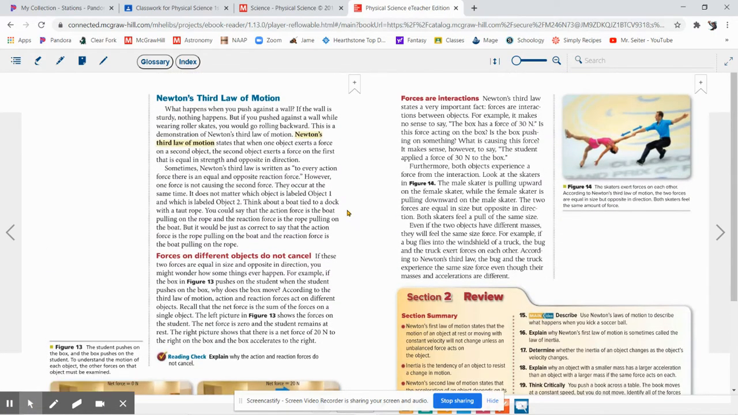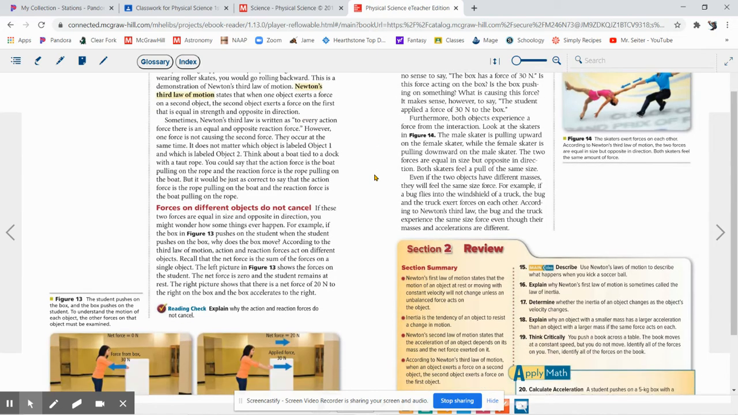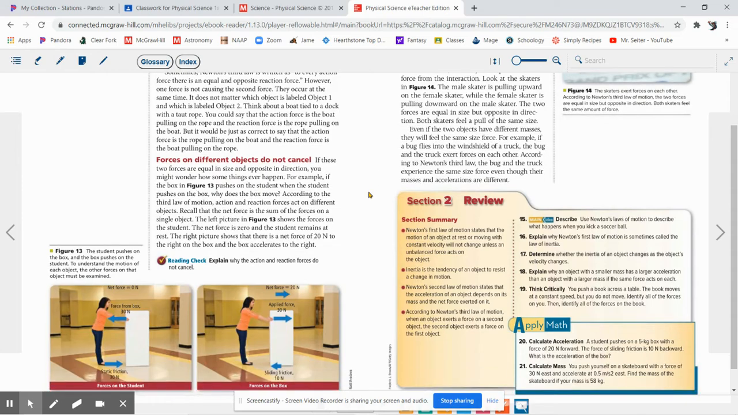All right, so Newton's third law of motion. Newton's third law of motion states that when one object exerts a force on a second object, and this is the key here, force. You've always been told for every action there's an equal and opposite reaction. Actually, Newton's third law is for every force there is an equal and opposite force. When one object exerts a force on a second object, the second object exerts a force on the first that is equal in strength and opposite in direction. So for every force, there's an equal and opposite force.